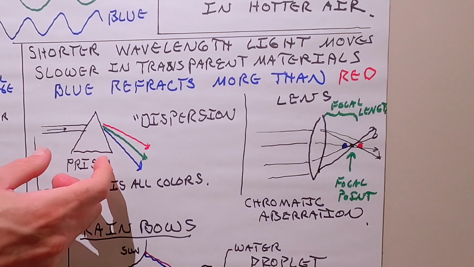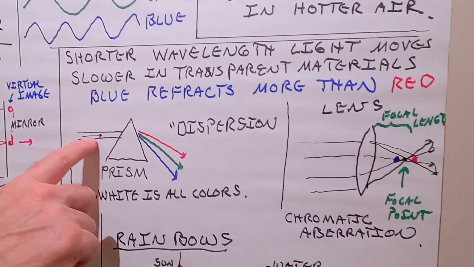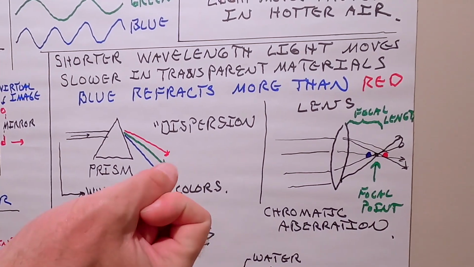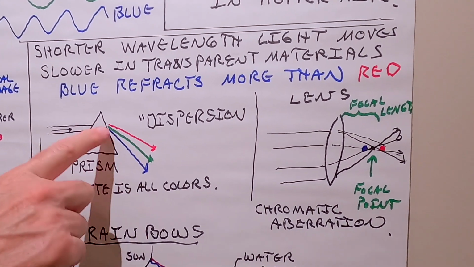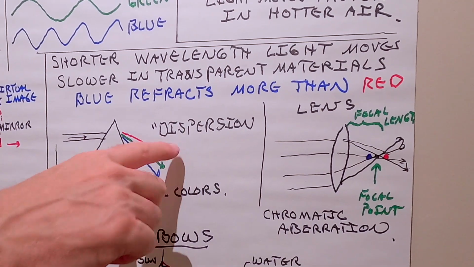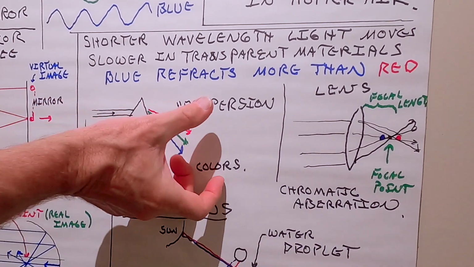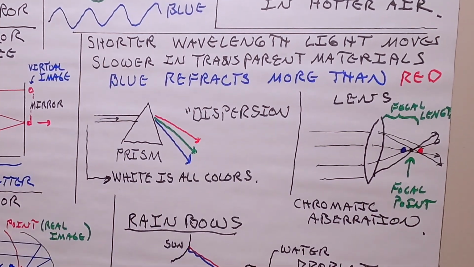So if we're looking at like a prism, send in white light. White light is made up of all the colors put together. The blue will bend the most and the red will bend the least. That's why you get the whole rainbow right there. We call this spreading out of light dispersion right here.